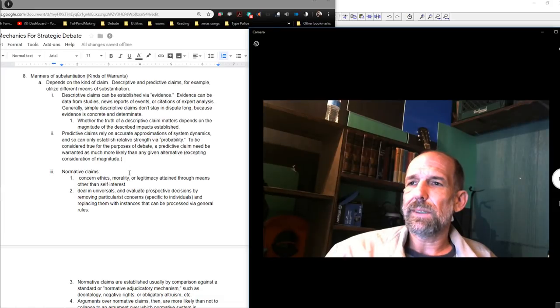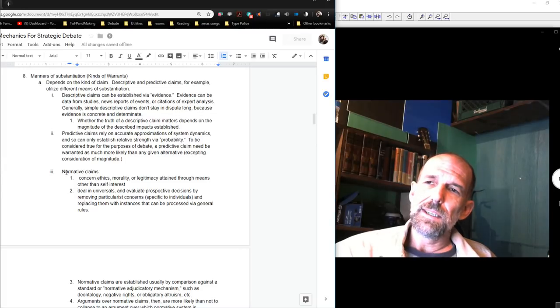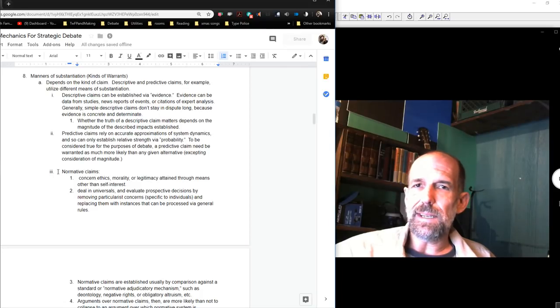Normative claims concern ethics, morality, or legitimacy attained through means other than self-interest. They deal in universals and evaluate prospective decisions by removing particular concerns specific to individuals and replacing them with instances that can be processed by a general rule. So by and large, TI prefers arguing under normative frameworks, and TE people prefer arguing under utilitarian frameworks. FI types will often argue under TI style language, but not make any sense.